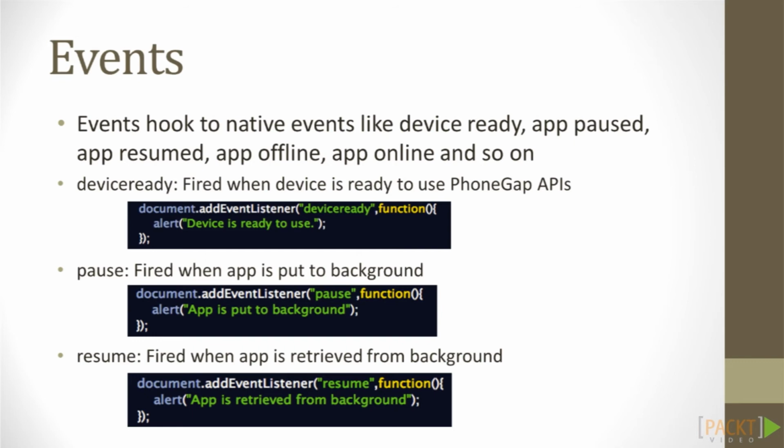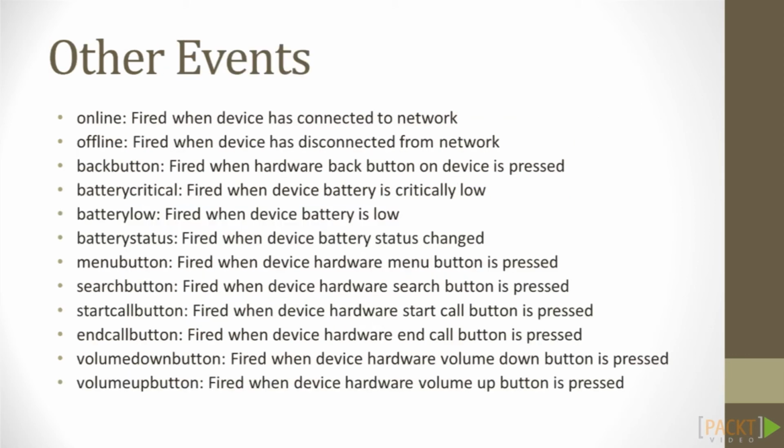The pause event is fired when the app is put in the background, while the resume event is fired when the app is retrieved from the background. As seen in the code snippets, PhoneGap events are fired on the document and the callback function will be called when the events are fired. Here are some more events. Each of them is very useful. Check the PhoneGap documentation online for more information about these events.